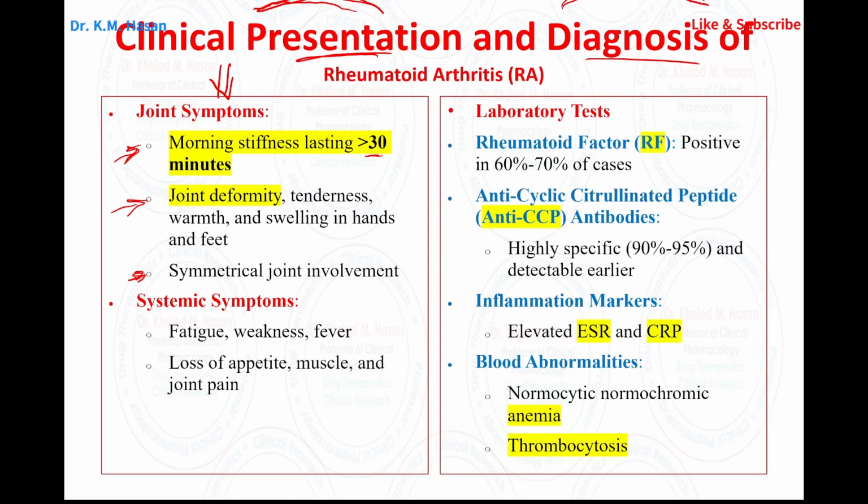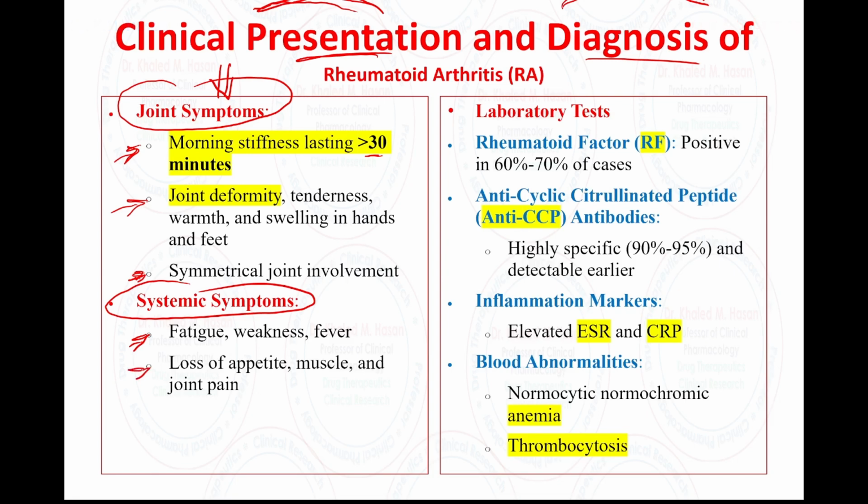Symmetrical joints will be involved. Patients suffer from joint symptoms in addition to the systemic symptoms. For example, the patient comes to the clinic suffering from fatigue, weakness, fever, loss of appetite, muscle pain, and joint pain. So you can see we have some other factors maybe involved. It's not only arthritis. We have arthritis, morning stiffness of more than 30 minutes, joint deformity, and the patients also suffer from general systemic symptoms such as fatigue, weakness, fever, loss of appetite, and muscle and joint pain.